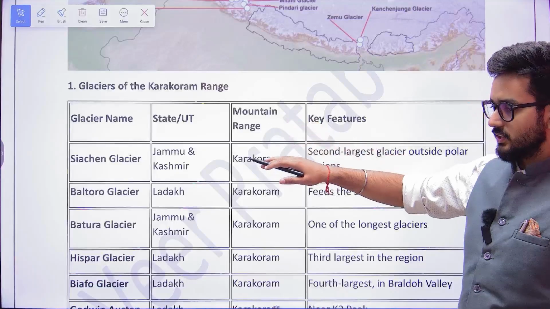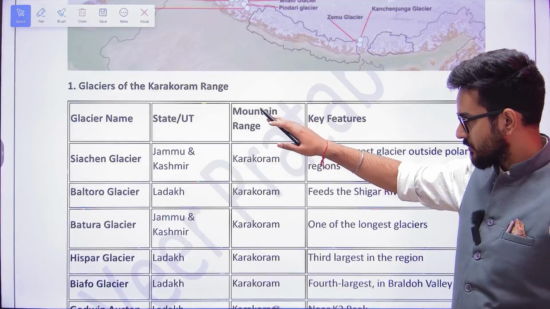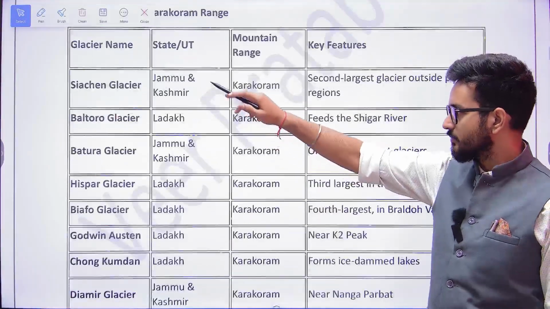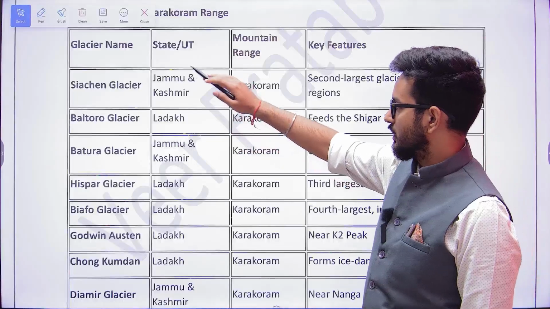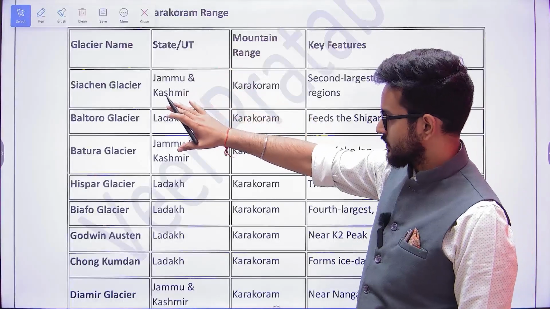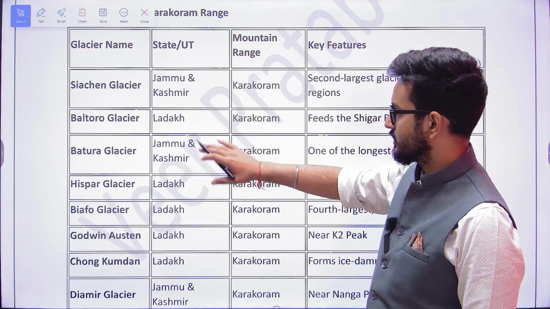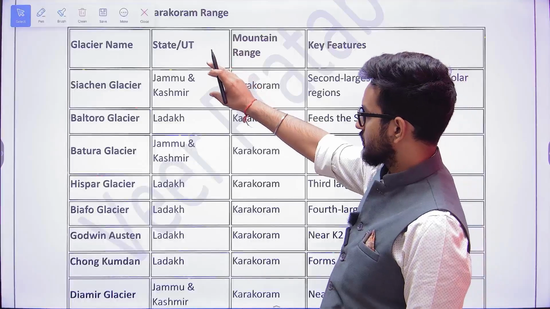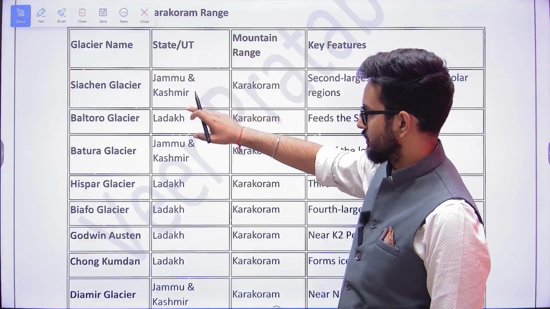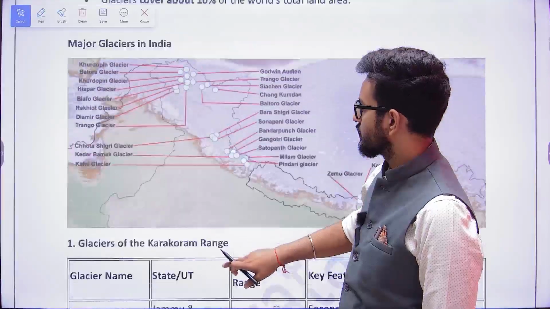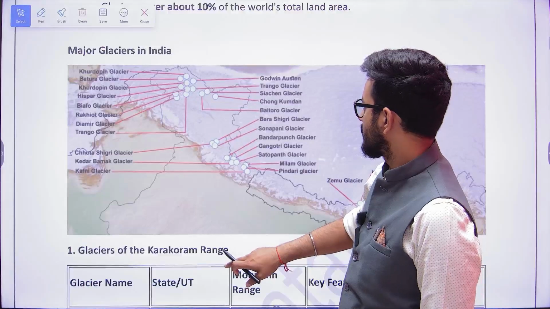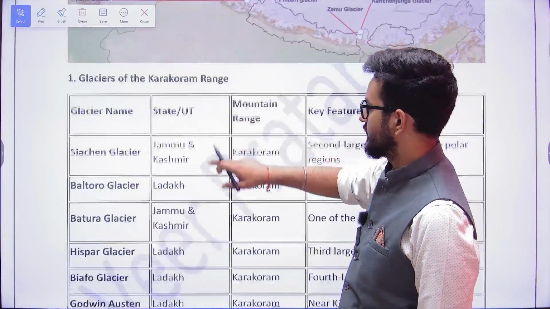Which are the glaciers that are generally there in the Karakoram ranges? Here there is the mention of the glacier names and which state or union territory they are in. For example, Jammu and Kashmir here is currently Siachen. It is going to be there in Ladakh.